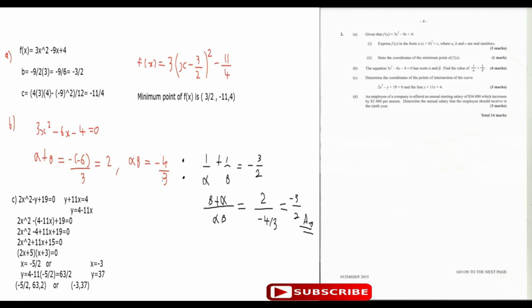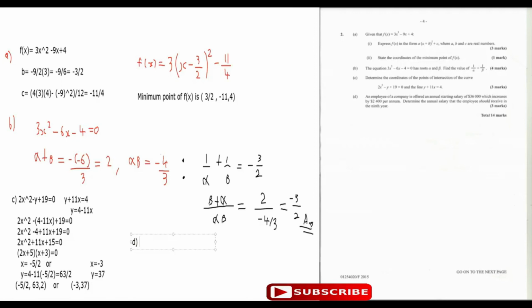Now part D. Let's see if we can fit part D down here. So part D is telling us now that an employee of a company is offered an annual starting salary of $36,000, which increases $2,400 per annum. Determine the annual salary that employee should receive in the 9th year.